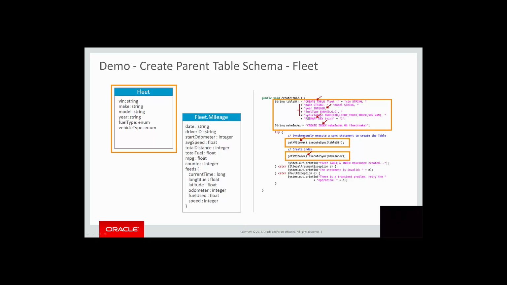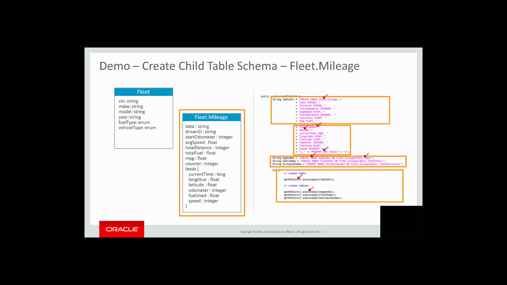Now here is a sample Java code for creating the table, as you can see here. So you make VIN a string, make a string, model a string. Then here we'll create the index. And here is the command to execute the creation of the schema. And also the second command here is creating the index. This is for the parent table. Now we'll look at the child table.